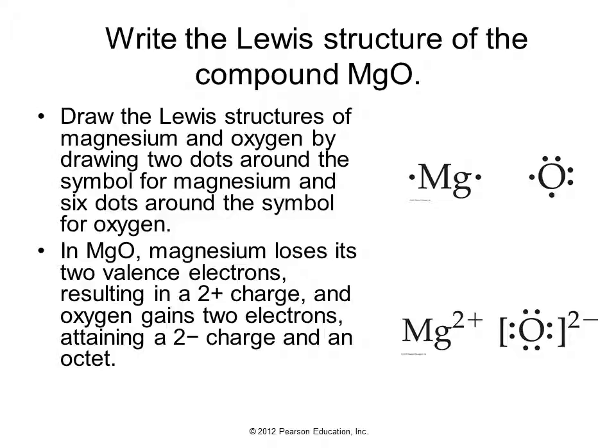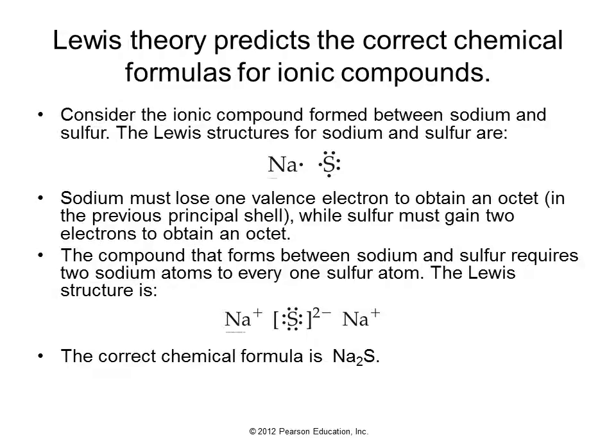Suppose you're asked to write the Lewis structure for the compound magnesium oxide. Magnesium has 2 electrons, oxygen has 6, and what you see there is that you can put both electrons over, one electron here to complete that, and the other electron here, giving a -2 and a +2 charge. So the formula for magnesium oxide is MgO.